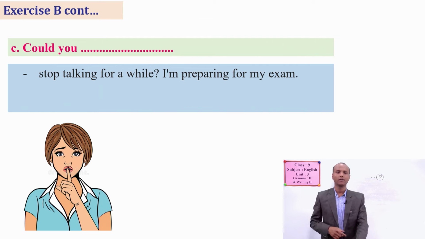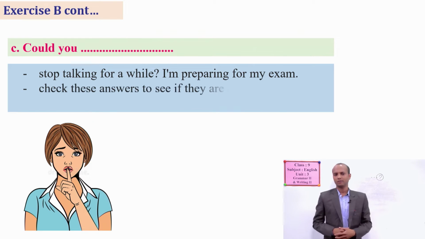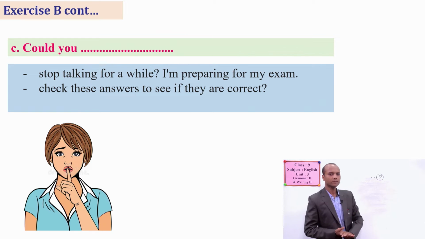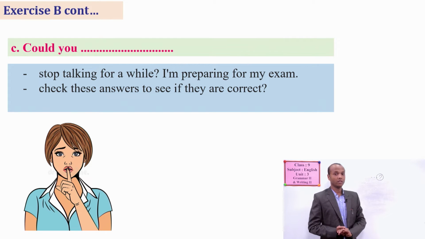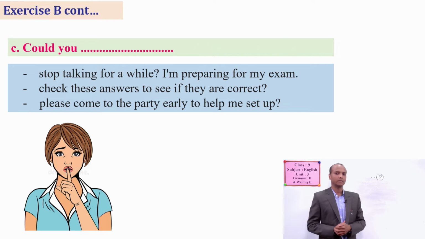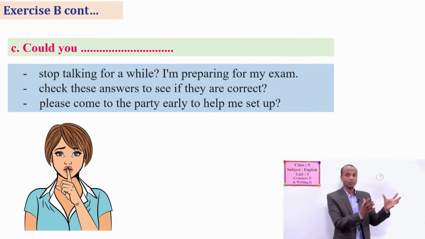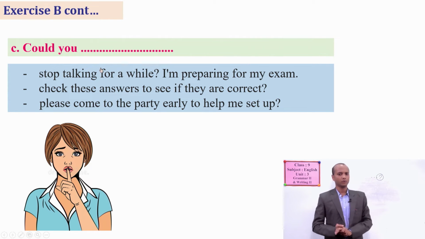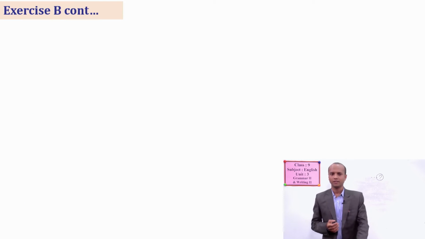Next. Okay, you are correct. And this is the next alternative for you. Could you check these answers to see if they are correct? And next. Could you please come to the party early to help me set up? You are calling your friend or somebody. You have to set up something for a party. That's why you want somebody to come early, and then you say, could you please come to the party early to help me set up? Something like that. Let's move on to the next statement.